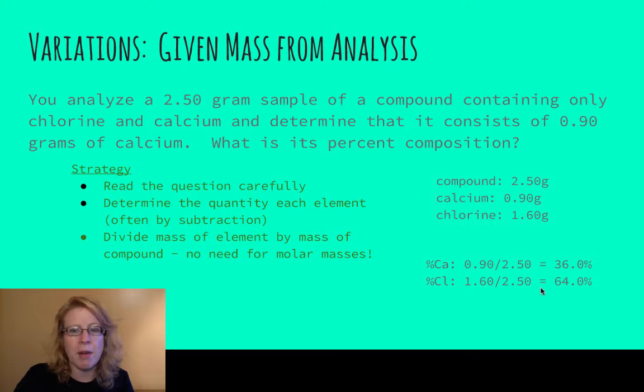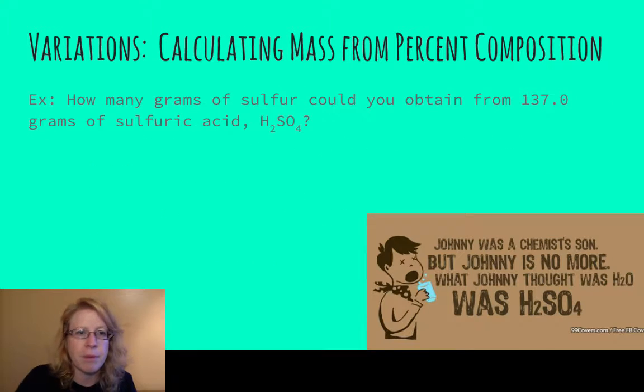Calcium is 0.9 grams out of 2.5 or 36%. And then the remainder is 1.6 grams out of 2.5, which is 64%. Again, just a variation on how to do a percent composition, given masses, like I said, from an analysis problem. Okay, what if I have percent composition? How do I deal with this? Well, all right, you can go the other direction.